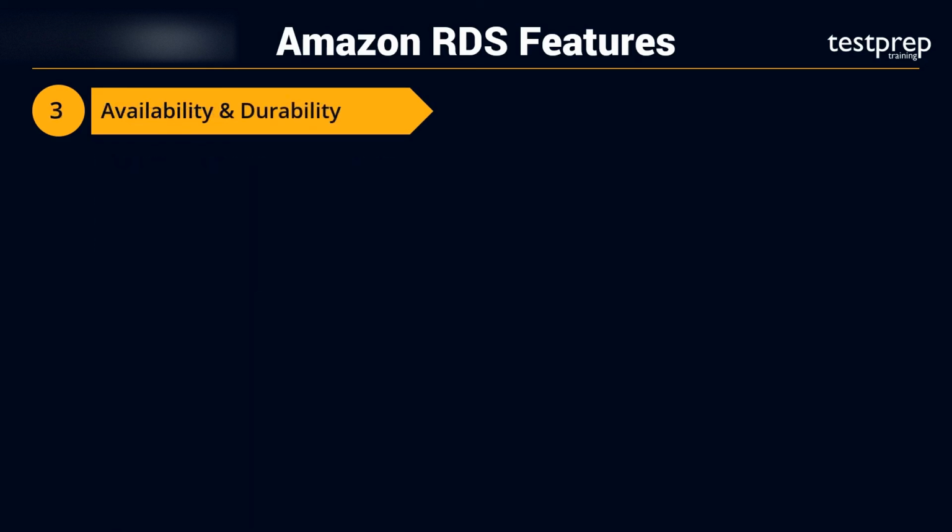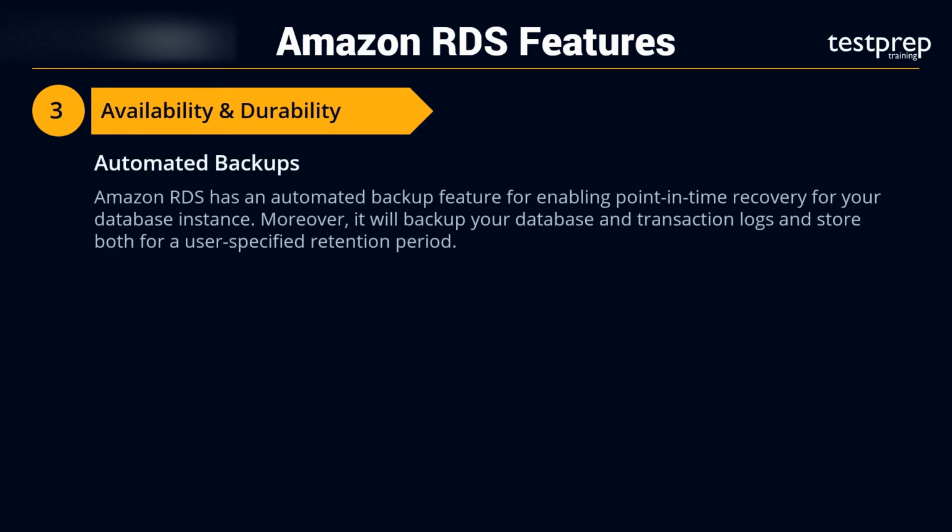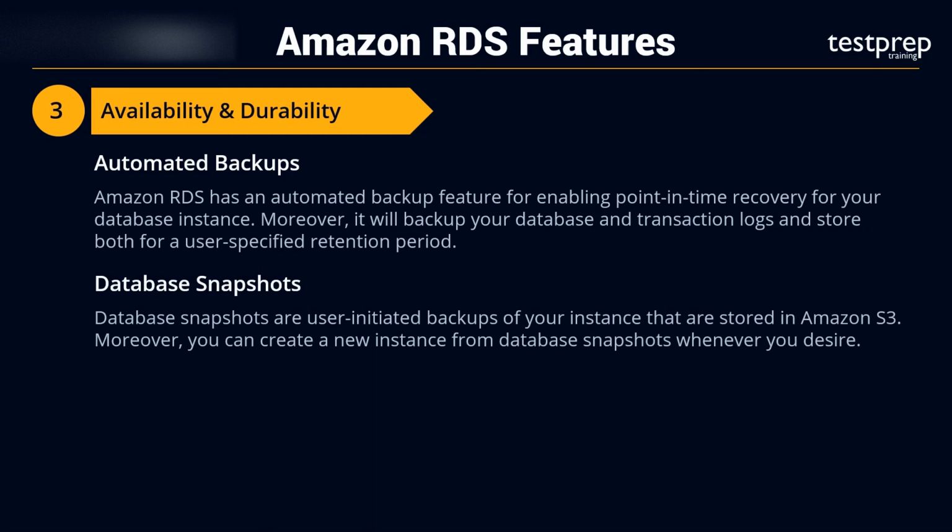3. Availability and durability. Amazon RDS has an automated backup feature for enabling point-in-time recovery for your database instance. Moreover, it will back up your database and transaction logs and store both for a user-specified retention period. Database snapshots are user-initiated backups of your instance that are stored in Amazon S3. Moreover, you can create a new instance from database snapshots whenever you desire.